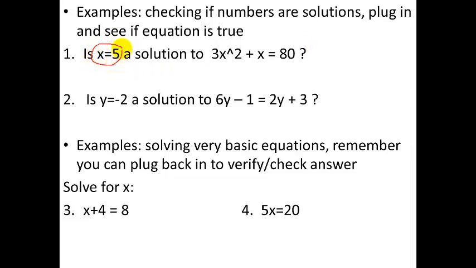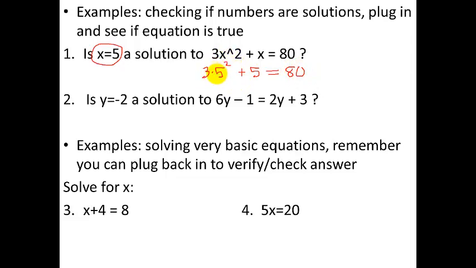So is x equals 5 a solution to 3x to the second power, or 3x squared, plus x equals 80? So we plug x equals 5 in right here. Now let's remember our order of operations. 3 times 5 squared plus 5 equals 80. Let's simplify this left-hand side.